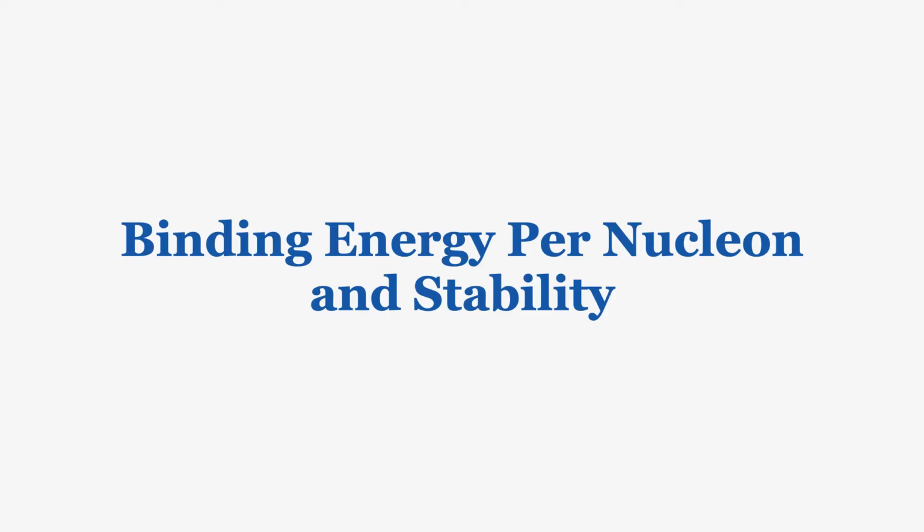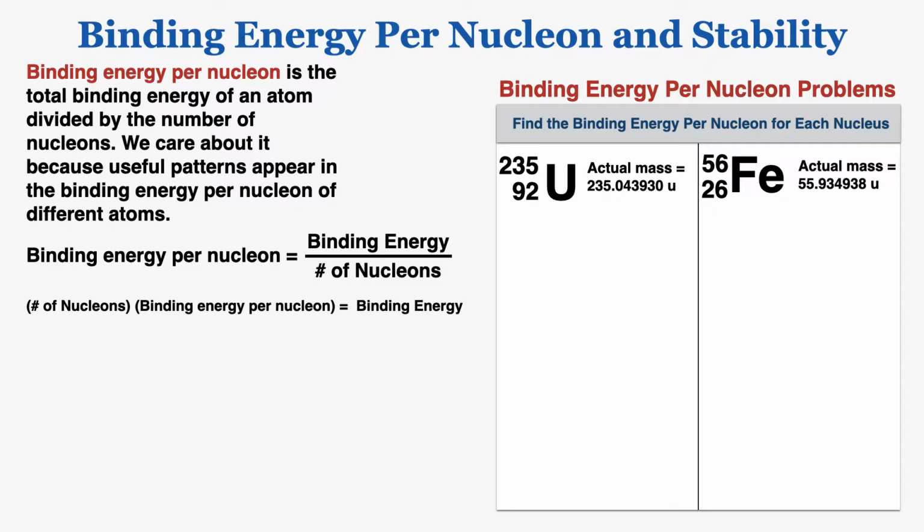This lecture is about binding energy per nucleon and stability. Binding energy per nucleon is the total binding energy of an atom divided by the number of nucleons in the atom. We care about it because useful patterns appear in the binding energy per nucleon of different atoms.